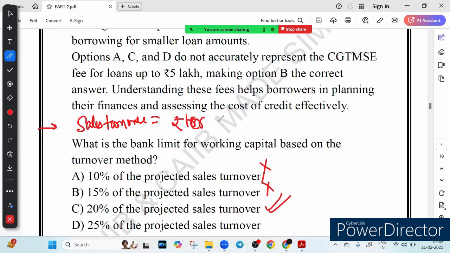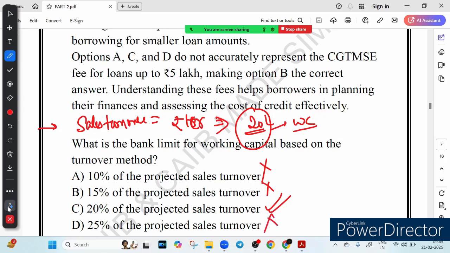Now bank will provide 20%. What is the 20% of 1 crore? That is 20 lakh. So bank will provide 20 lakh as the working capital limit. So this 20 lakh is the working capital limit, right? So this helps the business run smoothly without cash shortage, right? So option number D, 25%, this is wrong, right? Because you know 25% is higher than the standard percentage.